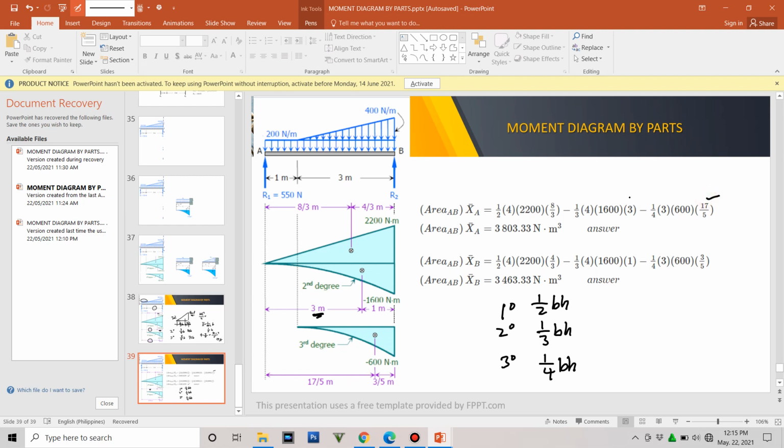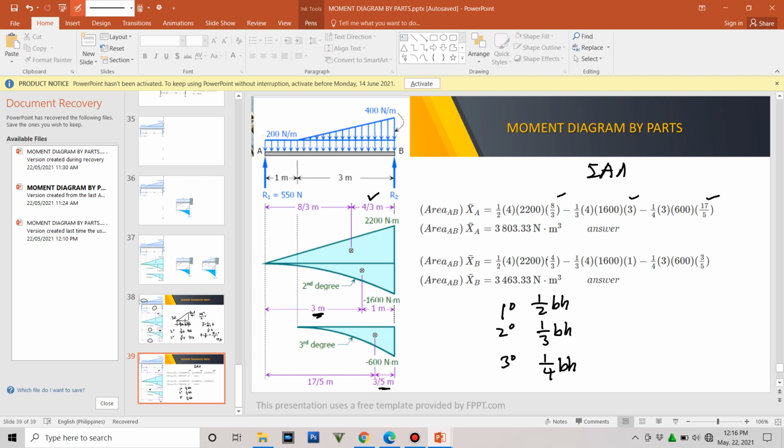So, yun na. So, similarly, we just sum up area times distances about B. So, we have 1/2 4 times 2,200 times 4 all over 3. This one. And then, 1/3 minus spandrel, second degree, 1/3 4 times 1,600, and then minus 1/4, 3 times 600 times 3 all over 5, this one.